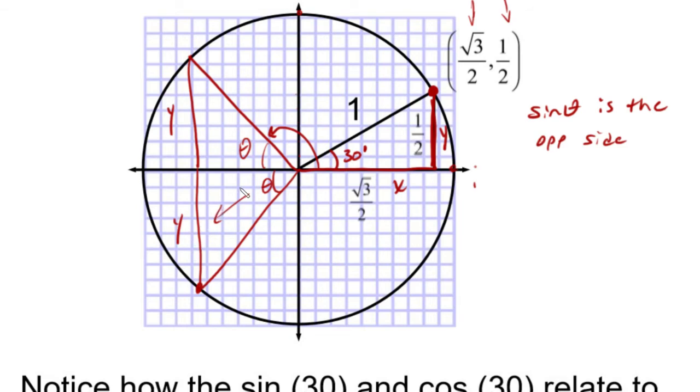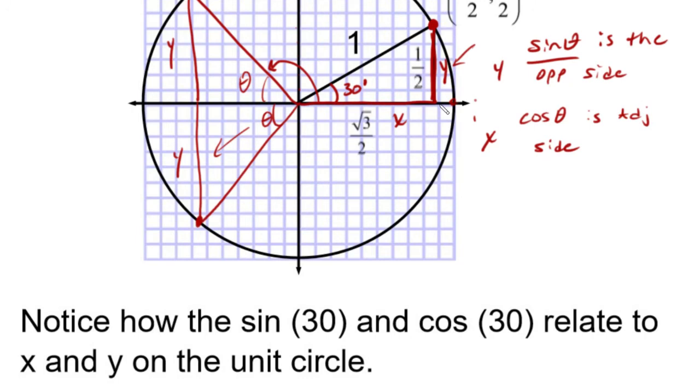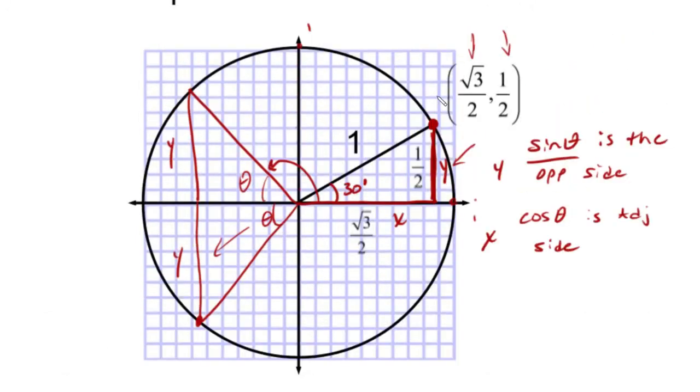So what I'm getting at is that sine of the angle is really closely tied to y. And that also means if cosine is the adjacent side, it's x, when we're talking about these coordinates on the edges of the unit circle. Notice how sine of 30 and cosine of 30 relate to x and y on the unit circle. Well, here's our 30 degrees. Ignore all this extra stuff I've written.